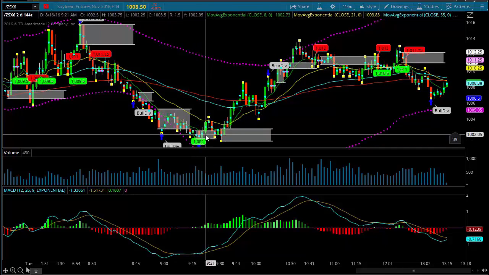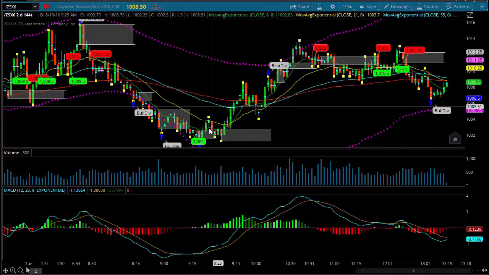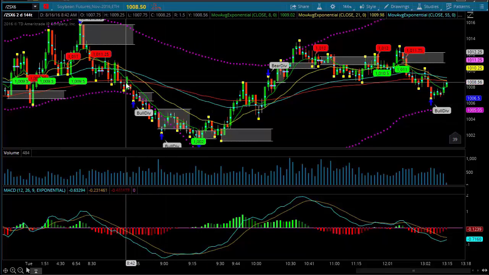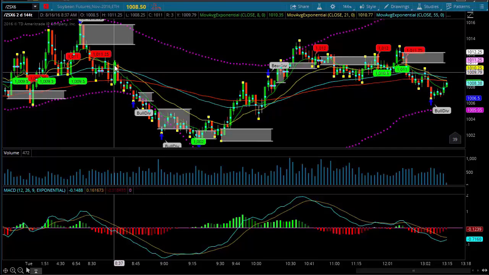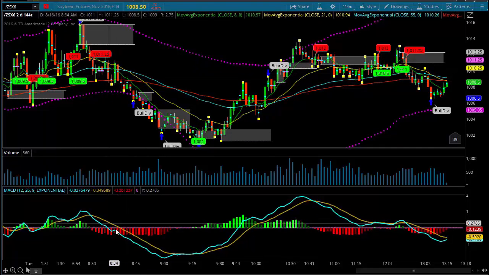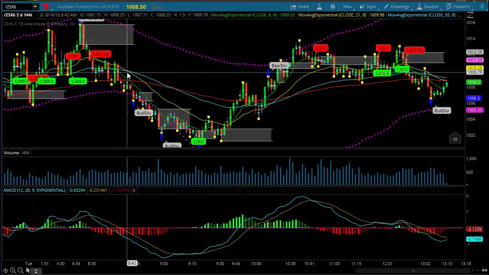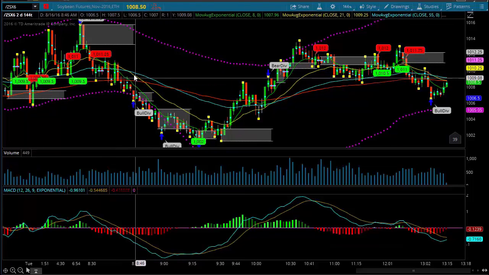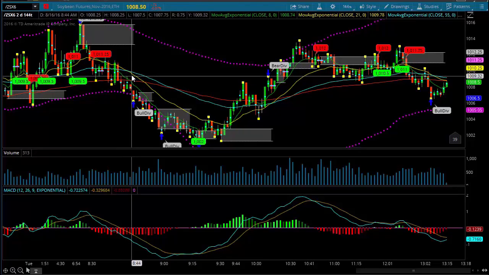So you'd have been able to pick up possibly a 10-cent move in here. You can see that everything was working. MACD was working. It was weak. We had the moving average crossovers on the 144 tick chart. We had the 8 and the 21 period exponential moving average.